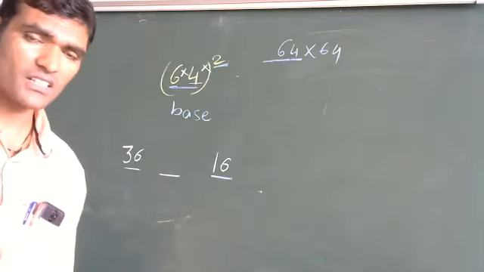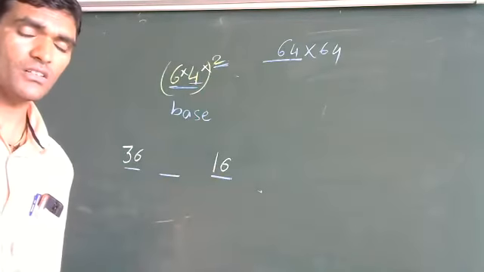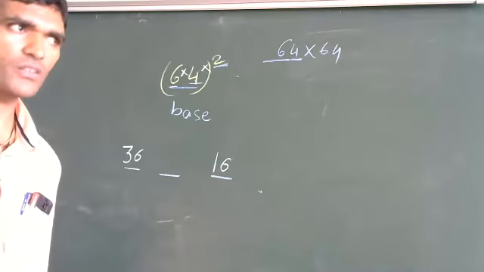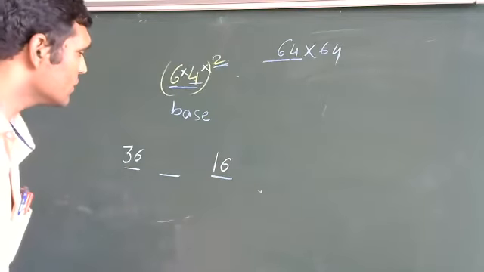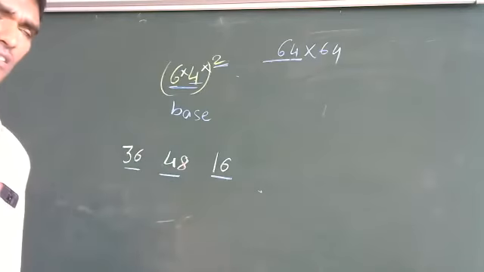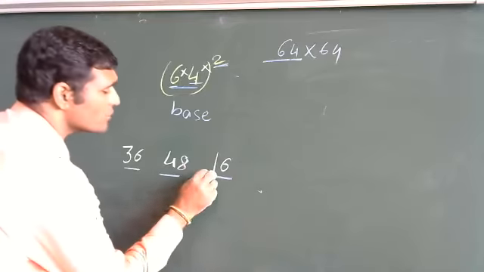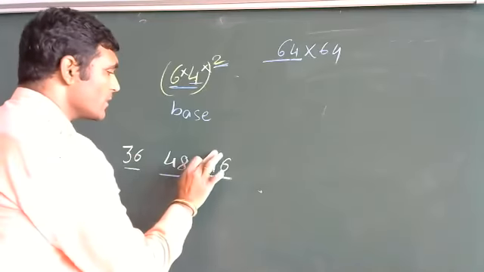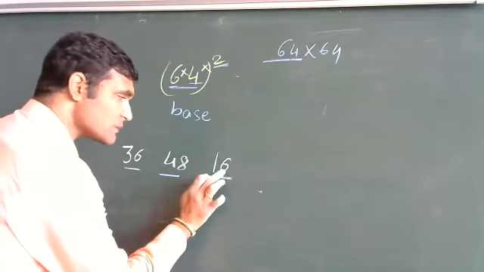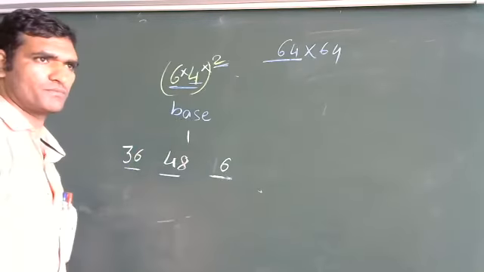6 4s are 24. 24 2s are 48. Then is it the right answer? No, sir. Then what you have to do? From these two digits, one digit we have to raise as it is, the unit place number we have to raise as it is. This one we have to carry here.